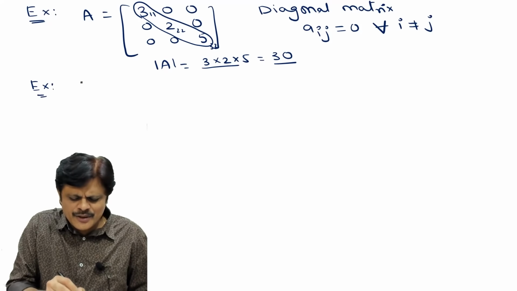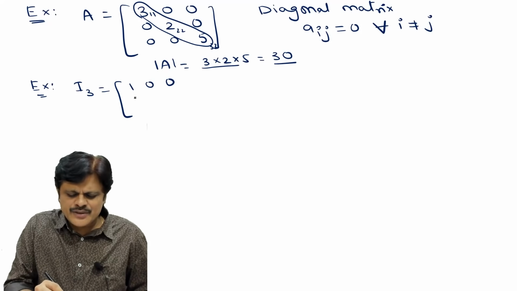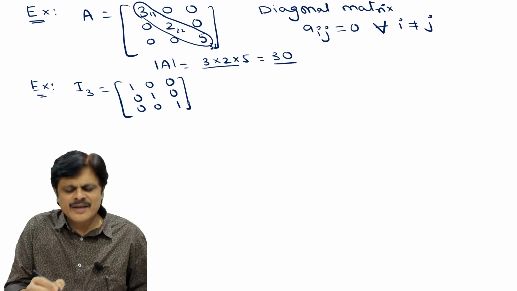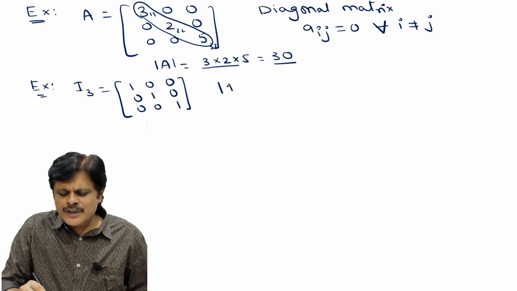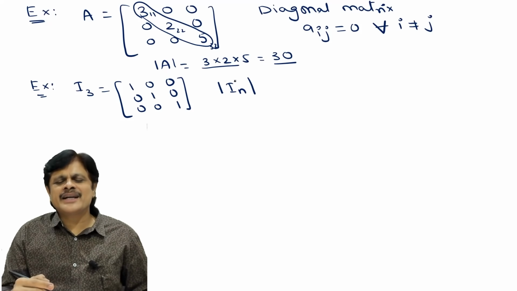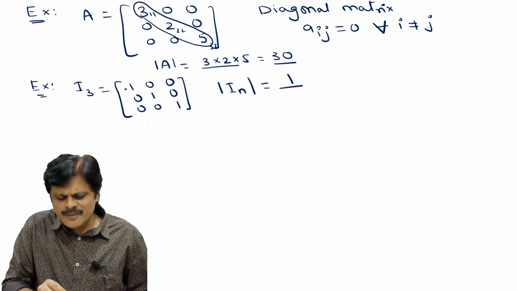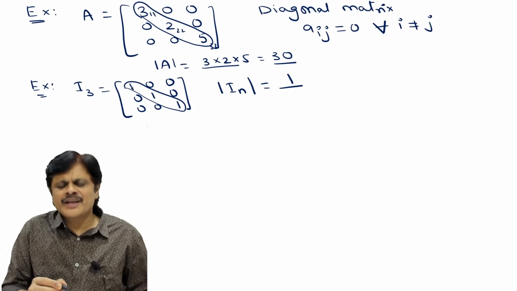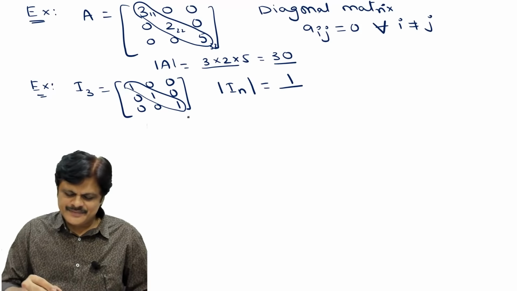And you know, this is called the identity matrix. I'll write I3, the 3 by 3 matrix, which is identity. So identity matrix means the main diagonal elements are 1s, remaining all are 0. You take any identity matrix, I4 means 4 by 4 with all main diagonals 1. For any identity matrix, the determinant would be, what are the main diagonal elements? 1 into 1 into 1, therefore the determinant would be 1. So that is the idea. Clear?